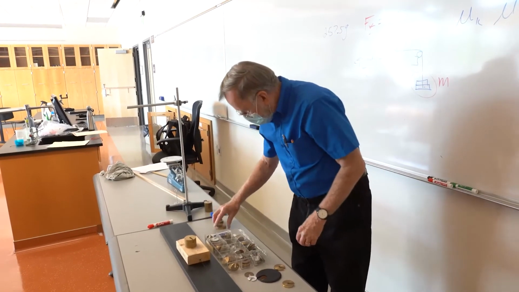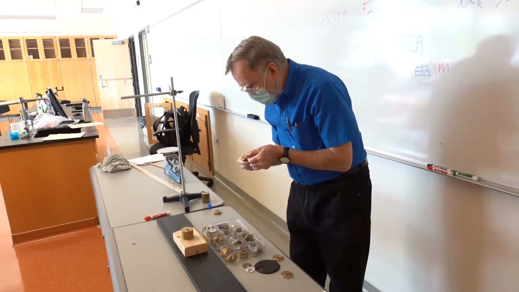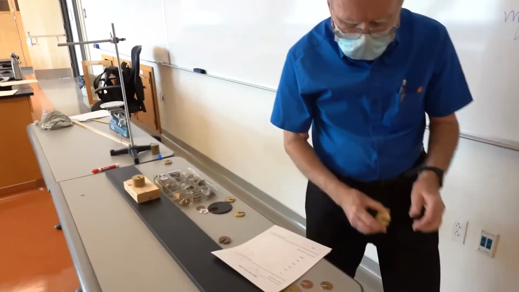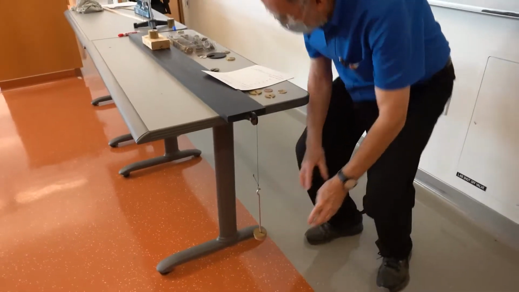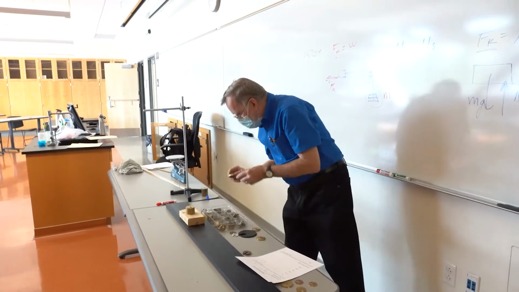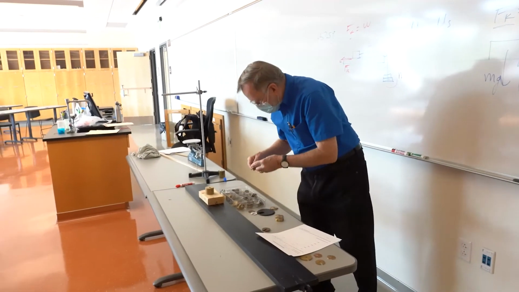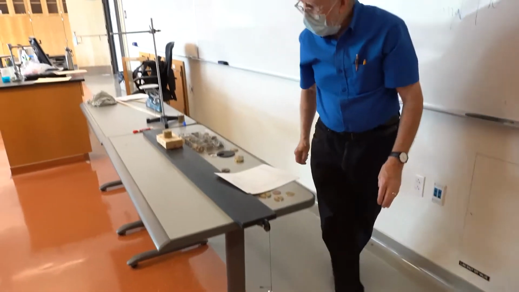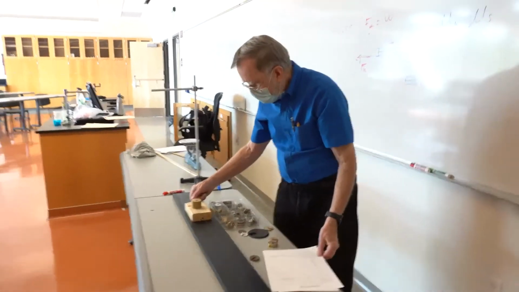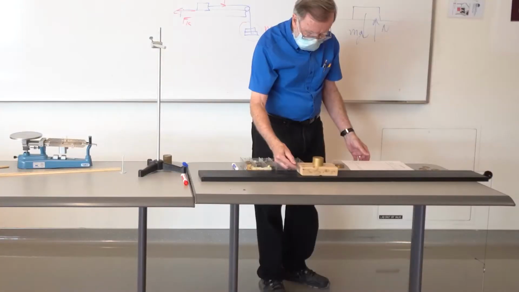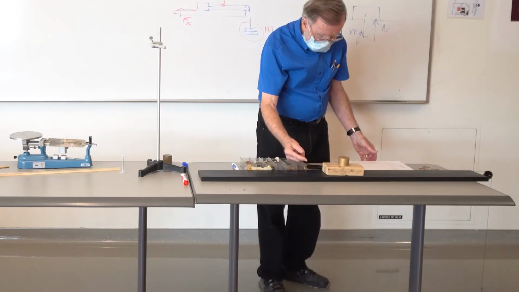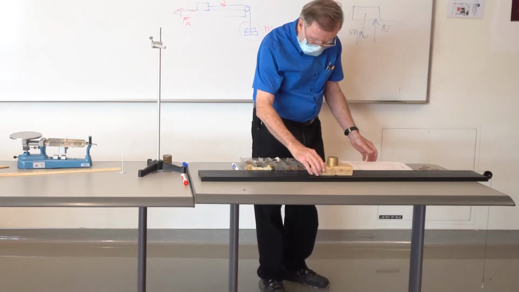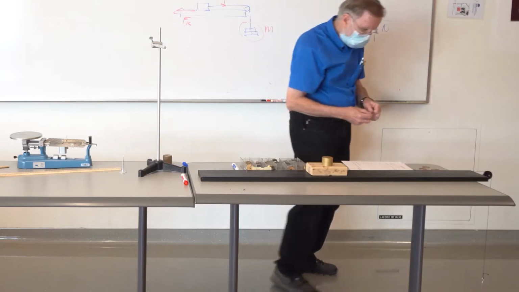So I'm going to take, let's see if I can find 100 grams here. Yeah, so we have 150. I'm going to put another 50 on there to make it 200. And I'm guessing that won't be enough to make it slide at a constant speed. Oh, almost. Let's try putting another 10 grams on there.